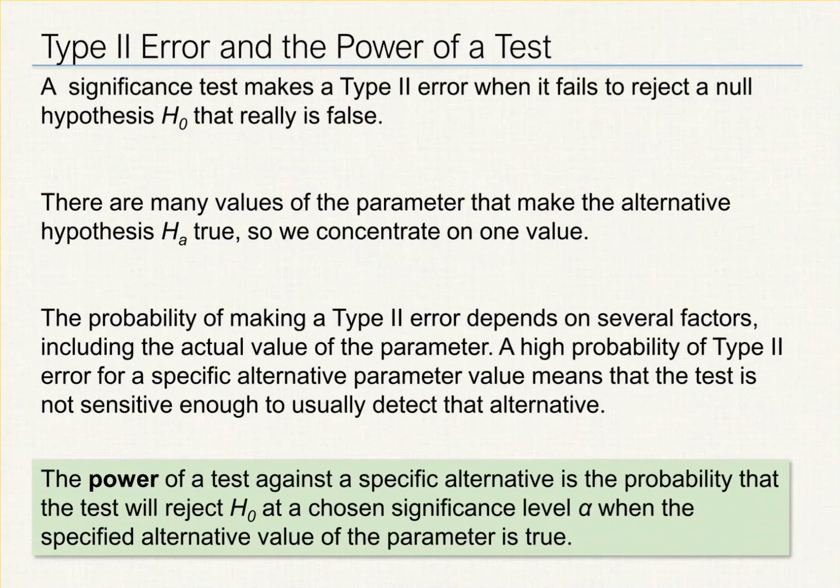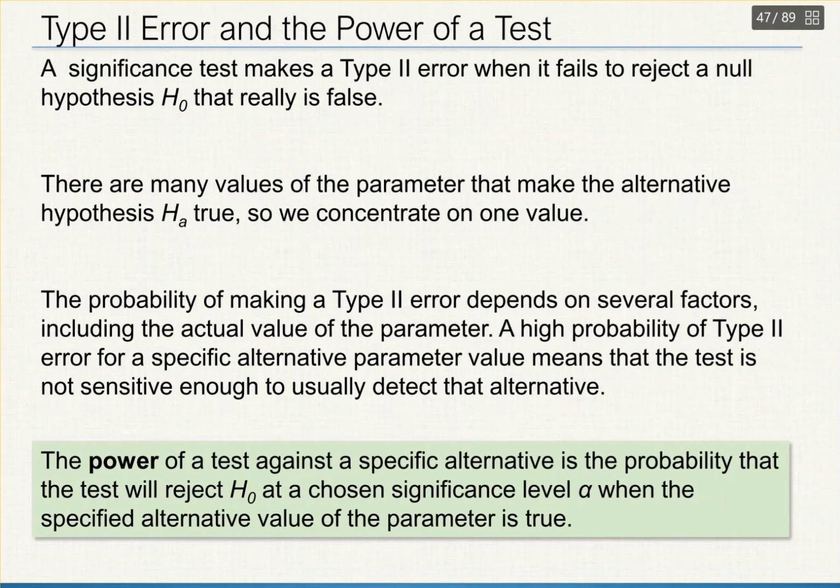All right, now for the one truly new concept in this section, the power of a test. Some of the language in this slide is hard to follow, so let's go through an example, because I think the example makes it a little clearer. But the short definition: the power of a test against a specific alternative is the probability that the test will reject the null hypothesis at a chosen significance level when the specified alternative value for the parameter is true.